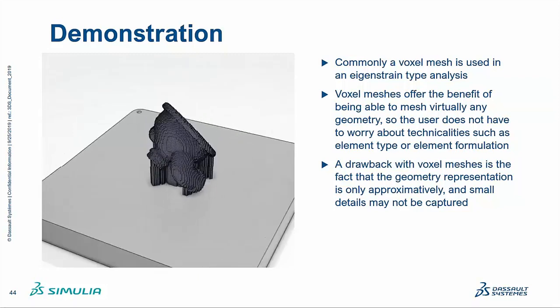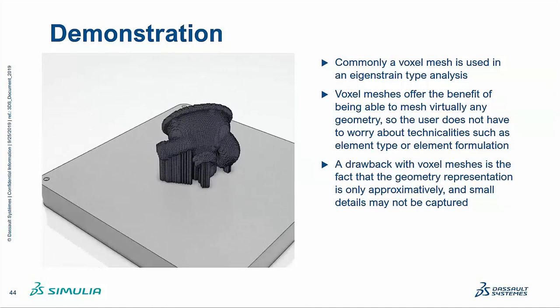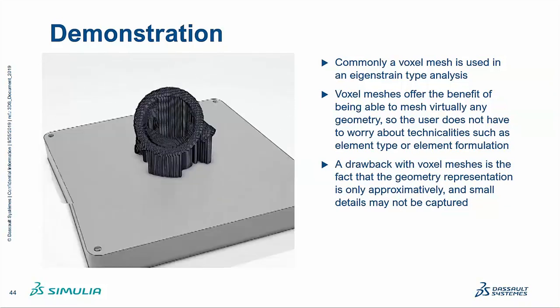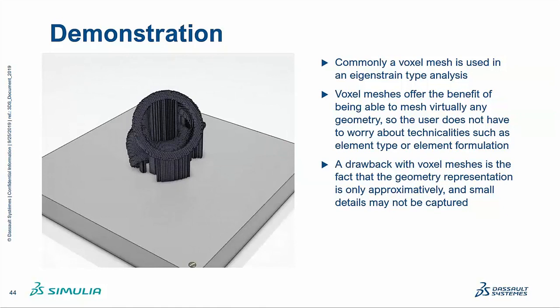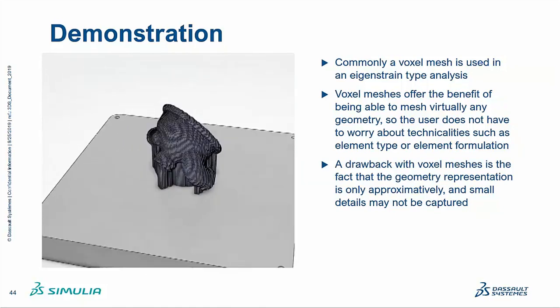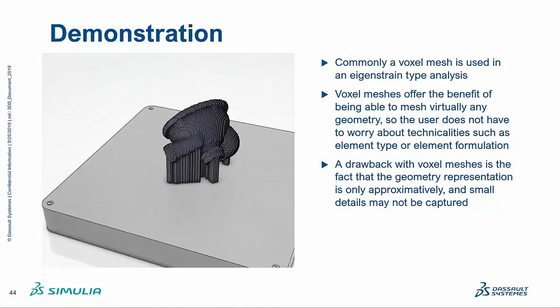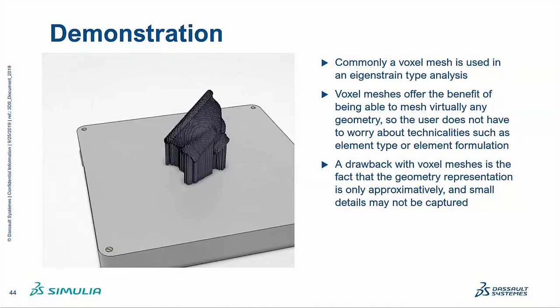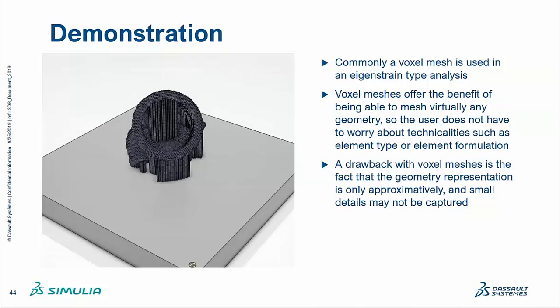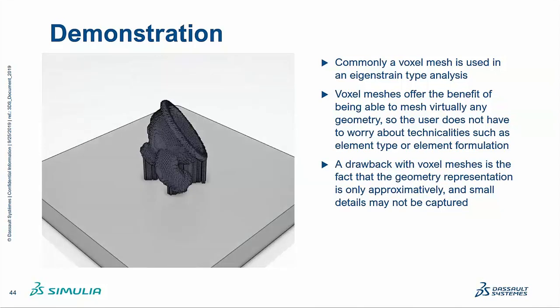So the voxel mesh offers the benefit of being able to mesh virtually any structure without the hassle of choosing the right element type, element size, or refinement that is involved in a classical finite element analysis. Yet the drawback, and we can see that quite clearly here from the detail, is that it does not capture the detail very thoroughly.